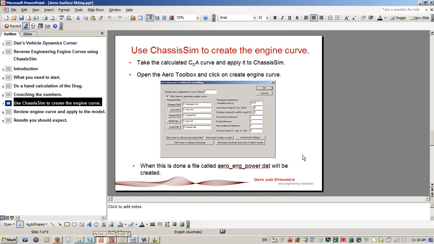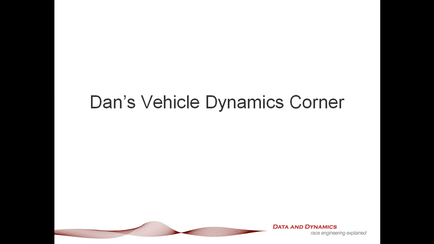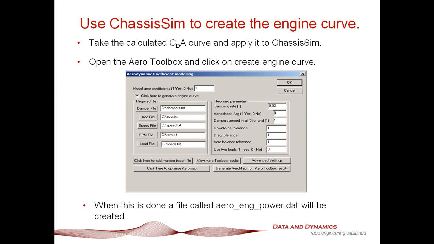Now, going back, once we've got this, we basically need to export out a monster file from our single flying lap, and we open up the aero toolbox. As you can see here, I've got my aero toolbox open. The critical thing here is that I've clicked on the tick box that says click here to generate engine curve, and all I need to do is press OK. And when we're done, a file called aero_eng_power.dat is going to be created in the same directory our car file is.